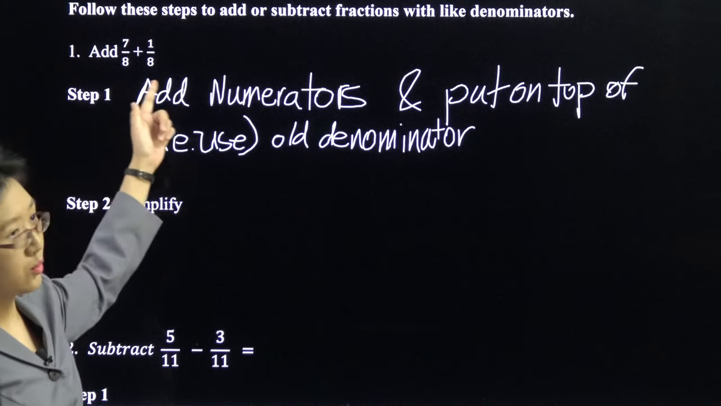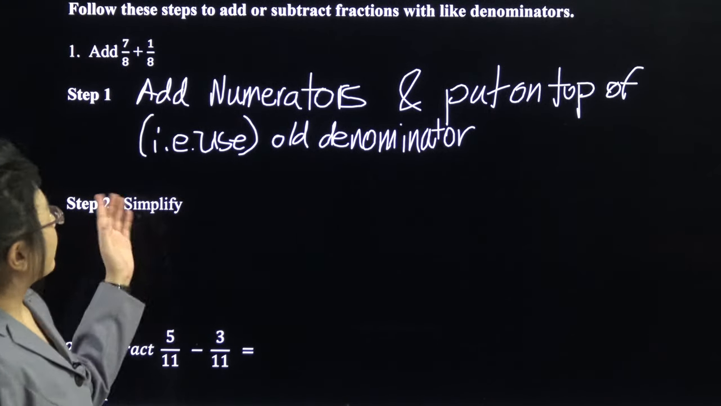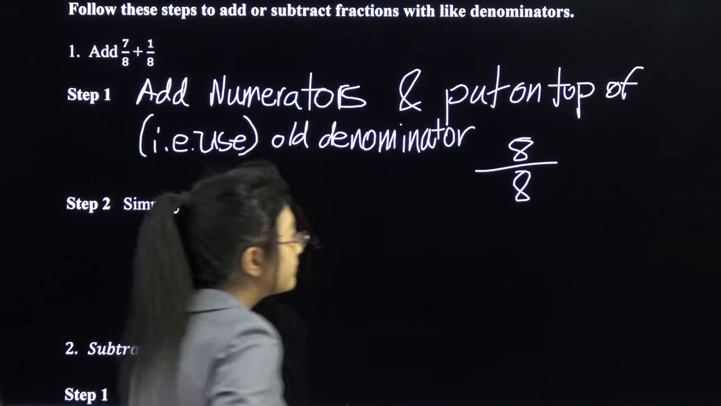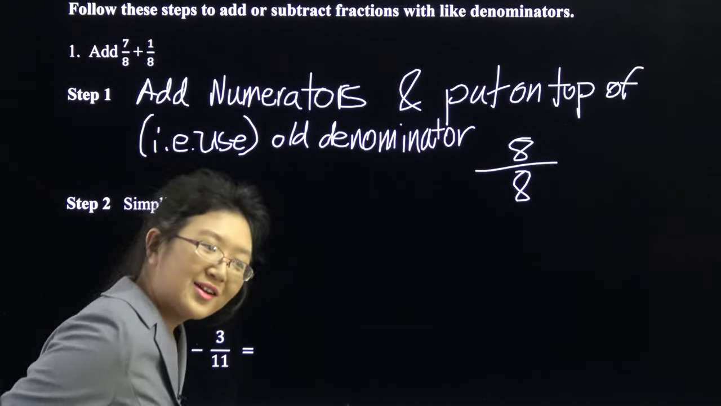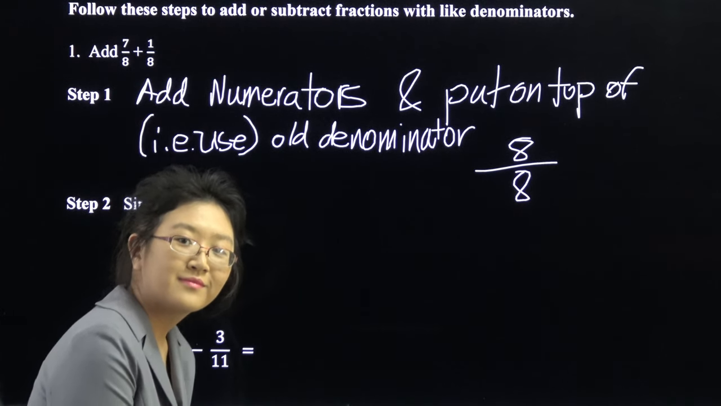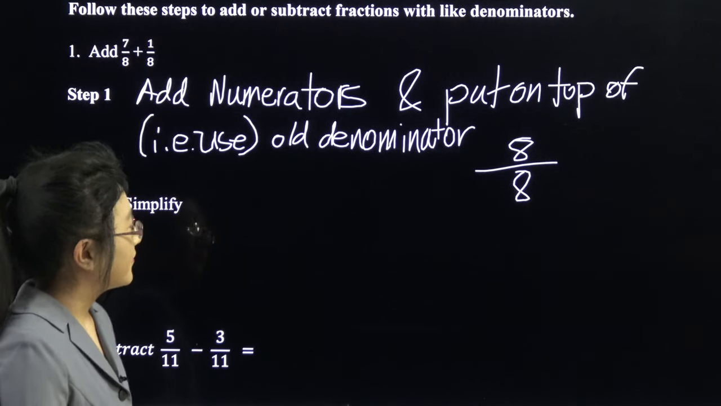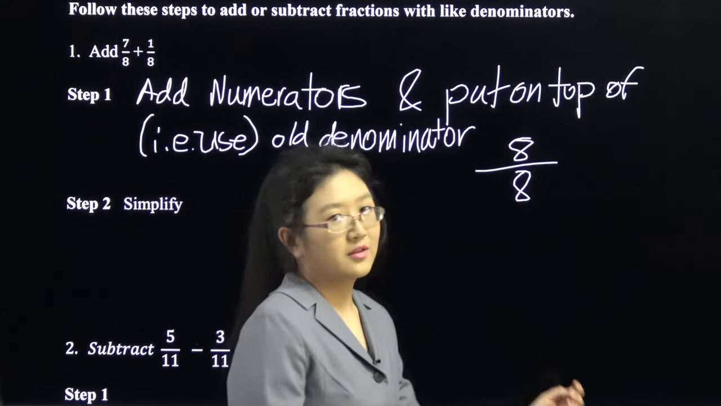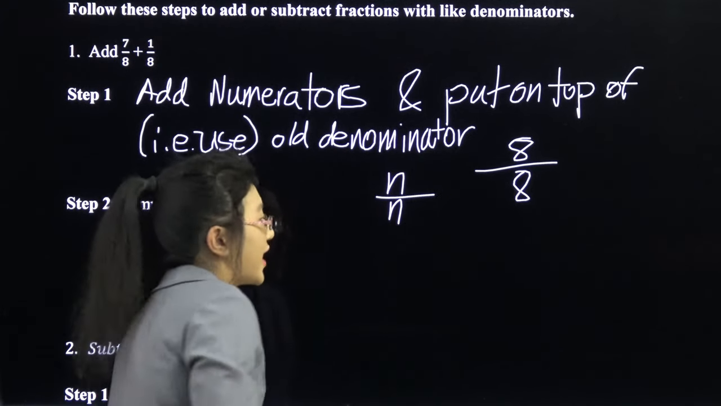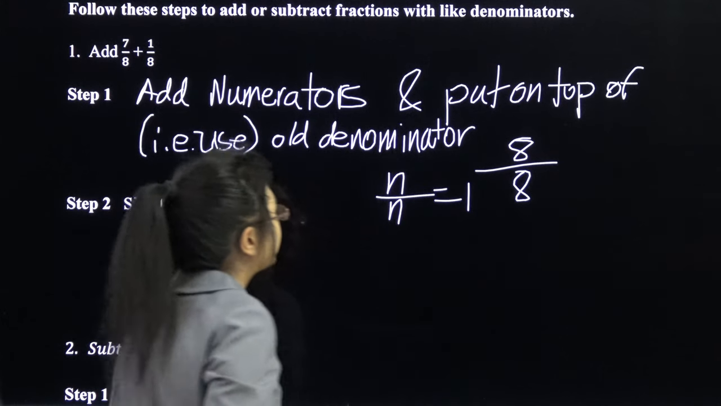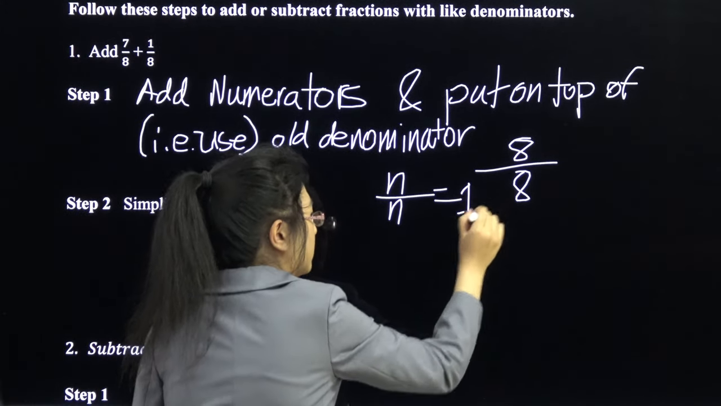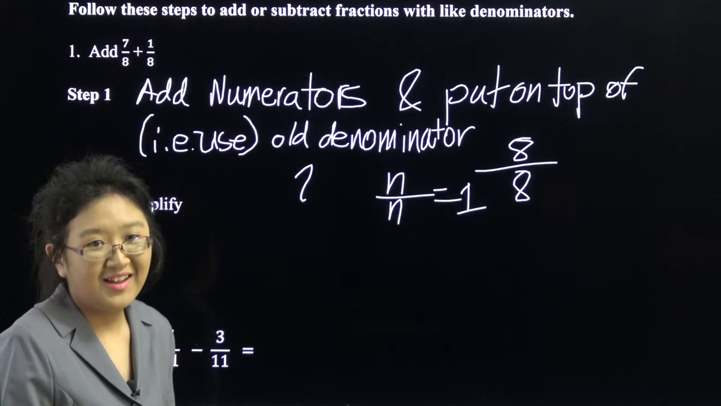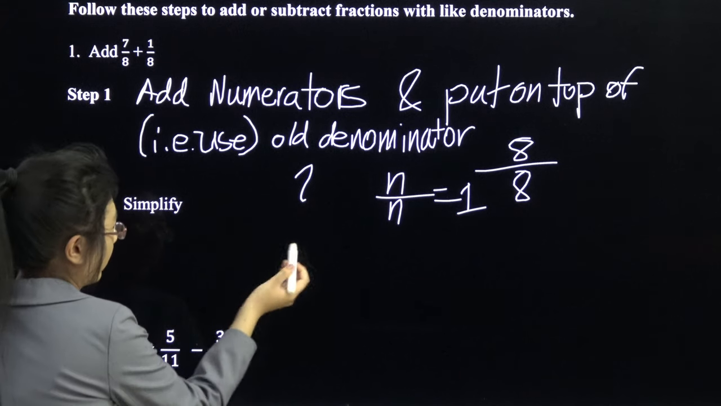So for 7/8 plus 1/8, it'd be add numerators, 7 plus 1, which is 8, put on top of, or use, the old denominator, which is still 8. Simplify. Now what's the greatest common factor of 8 and 8? 8. So if you divide both of those by 8, then it's 1/1, which is just 1. Technically, if anything is over itself, then it's just 1. Say n/n, be n any number, it just equals 1. That's not L, by the way, that's 1. This is why people don't usually use L unless it's a cursive L in algebra, because it looks like 1. Simplify, so that'd just be 1.